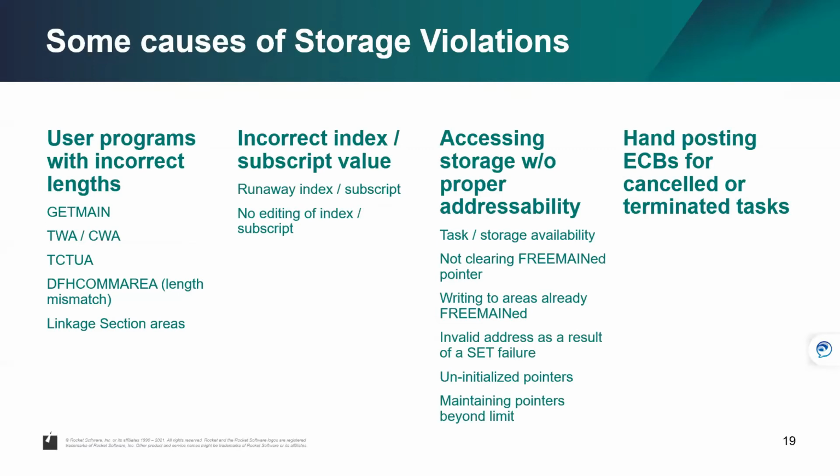You have TWA or CWA, TCTUA, COMMAREA length mismatches, right? You think the COMMAREA size is one size and the COMMAREA size is a completely different size. You link to a program passing it a COMMAREA, you change the COMMAREA size and you forget to recompile all the programs involved. It can cause all kinds of problems, right? Or linkage section areas.